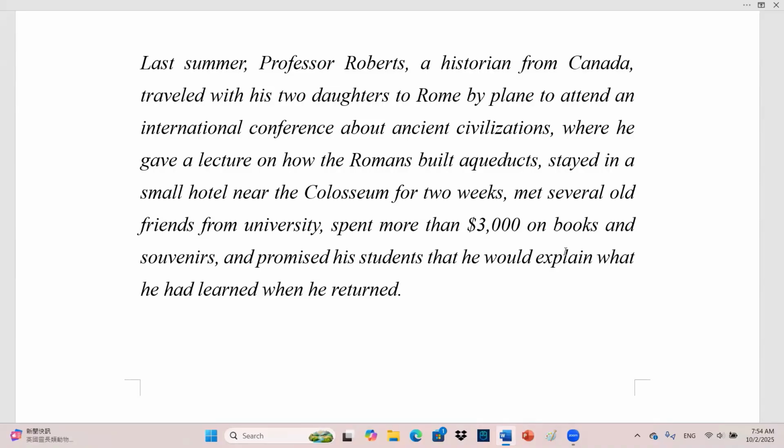Last summer, Professor Roberts, a historian from Canada, traveled with his two daughters to Rome by plane to attend an international conference about ancient civilizations, where he gave a lecture on how the Romans built aqueducts, stayed in a small hotel near the Colosseum for 2 weeks, met several old friends from university, spent more than $3,000 on books and souvenirs, and promised his students that he would explain what he had learned when he returned.